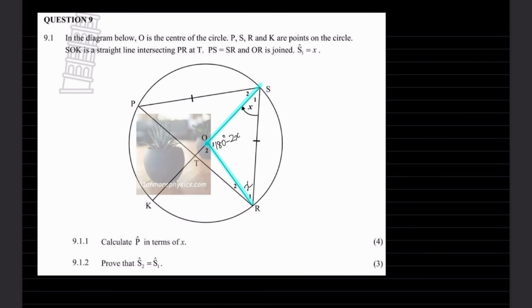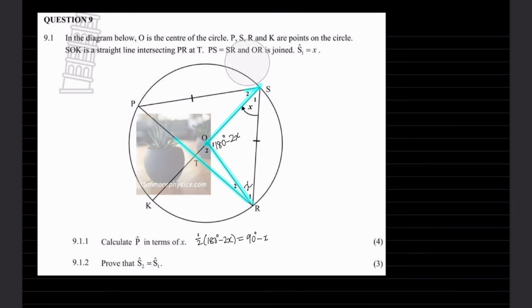Now angle P is going to be the angle at the circumference. And we know that the angle at the center is double the angle at the circumference. So angle P is going to be half of 180 minus 2x, which is 90 minus x. Next question, prove that S2 is equal to S1.